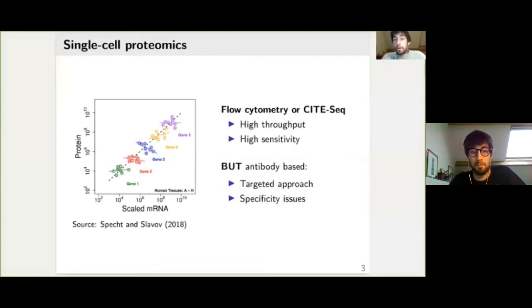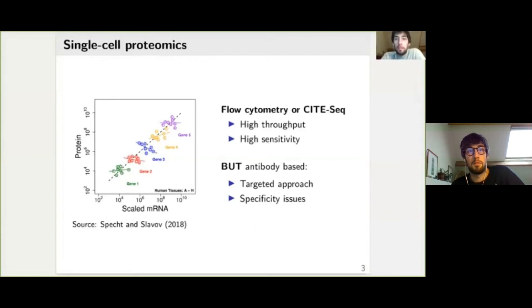Popular tools for acquiring single-cell proteomics are flow cytometry or CyTOF. They are excellent tools and they provide high throughput and high sensitivity. However, they have the drawback that they rely on antibodies. So the acquisition can only detect the targets for the antibodies that you have, and antibodies can be subject to specificity issues. Therefore, we might be interested in getting shotgun proteomics data, a bit like for single-cell RNA-seq.